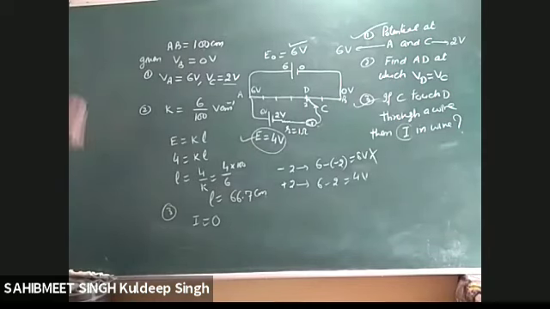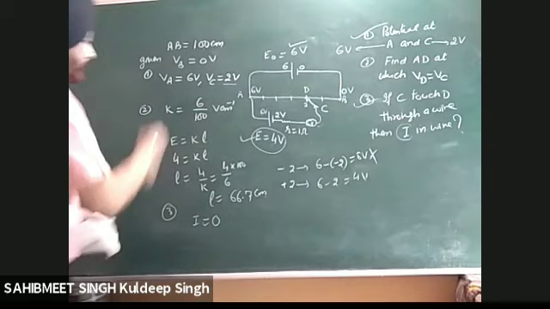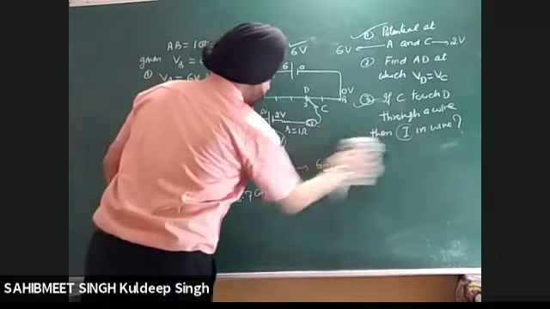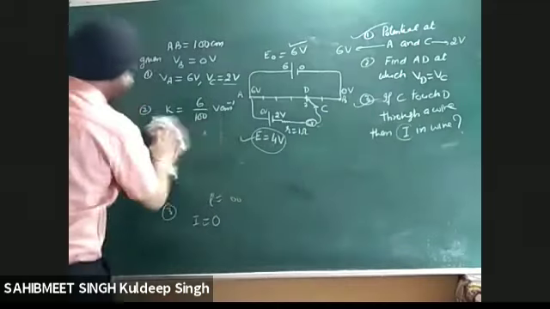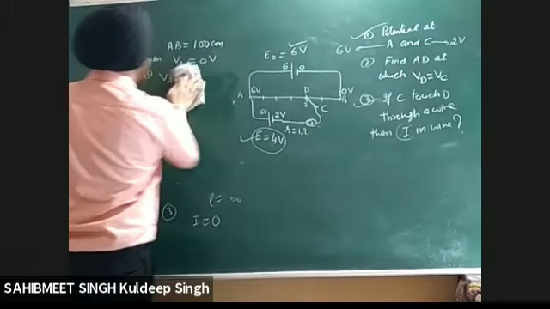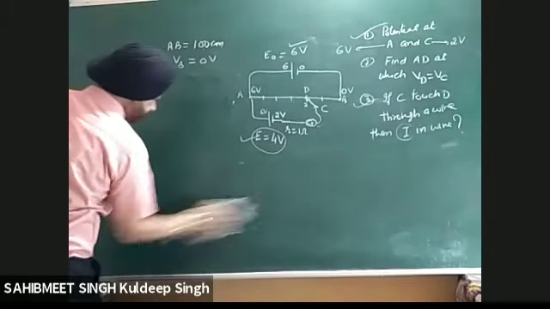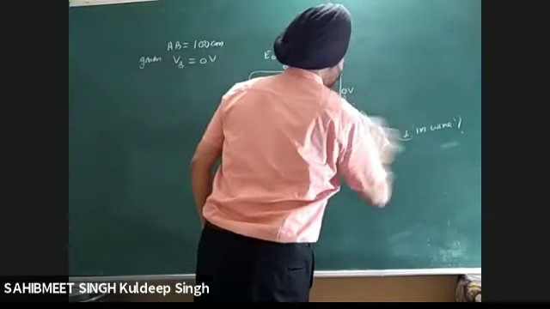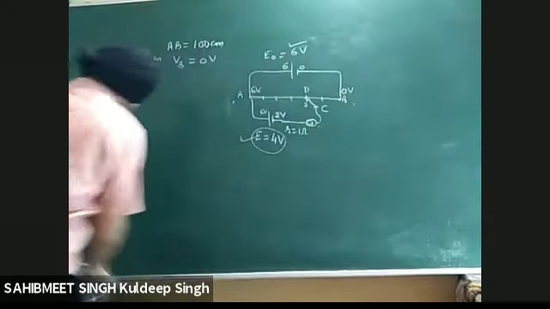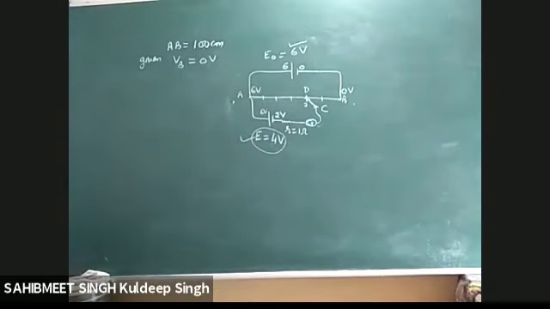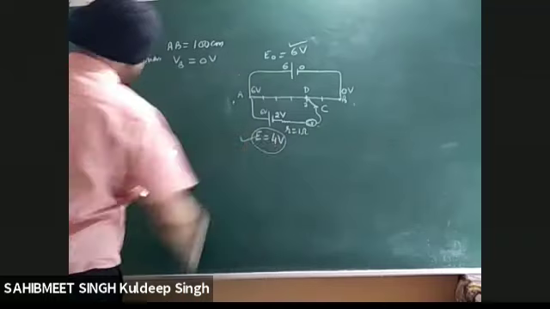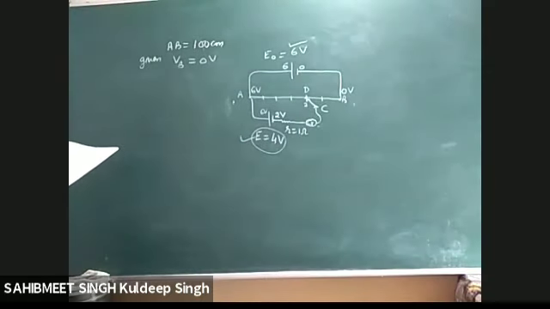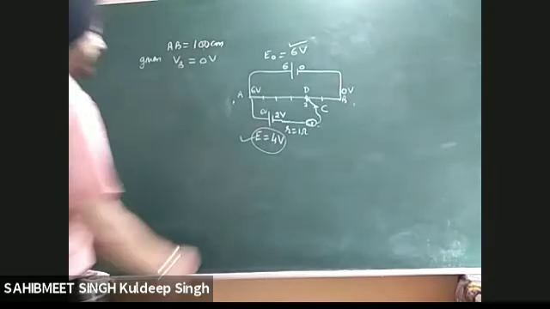So this was the question. Now in this question we have another point also. Let me tell you that point. The fourth point is, if we replace the cell, that is the 4 volt cell, we are going to replace it by 7.5 volt.